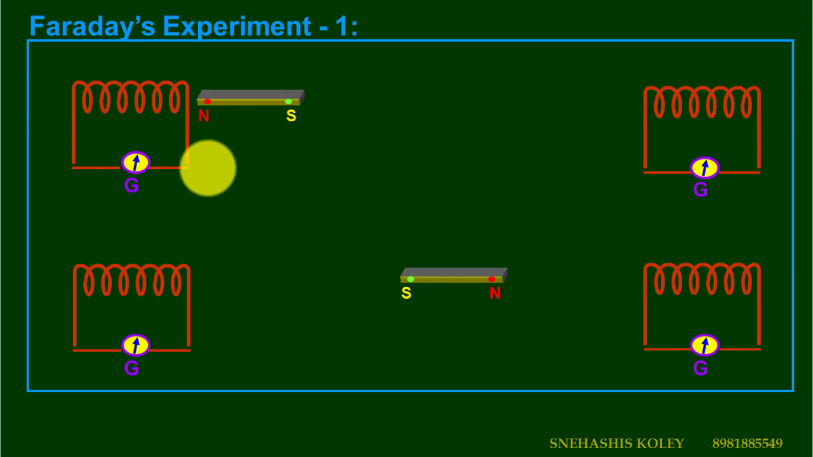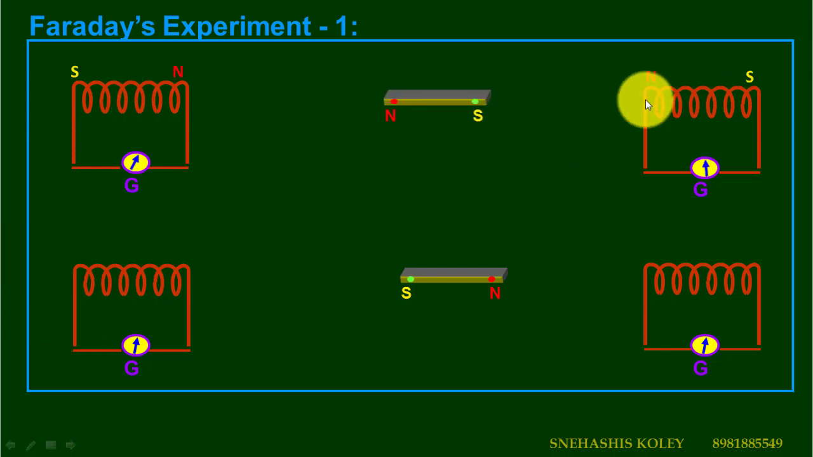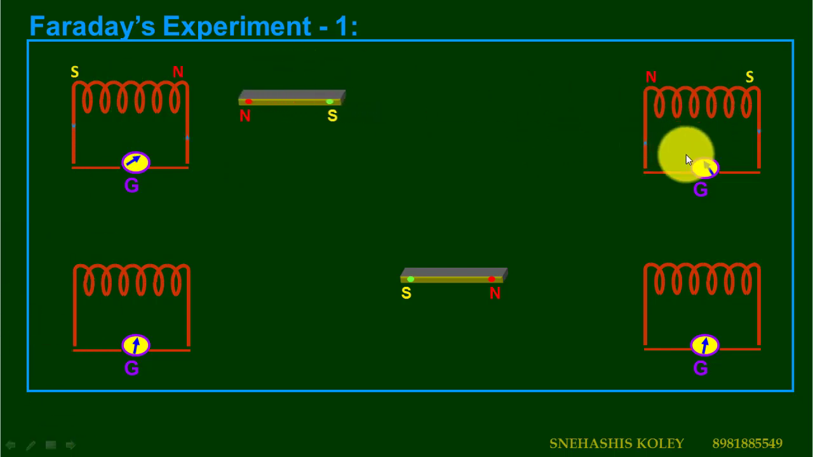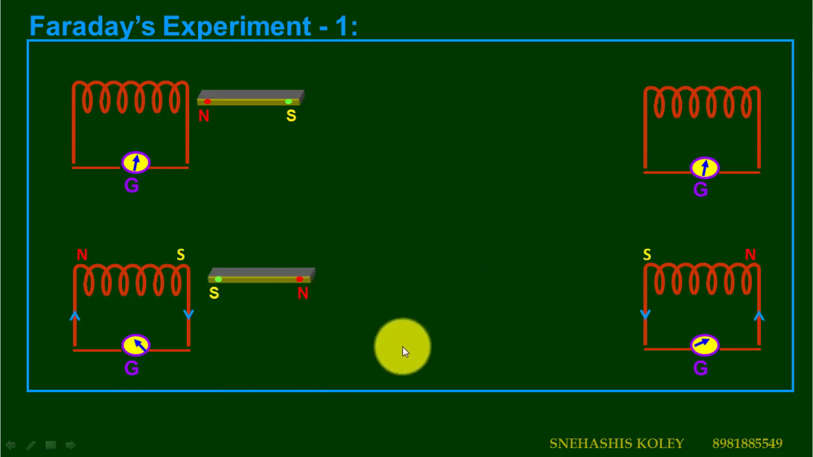Fourth observation: if the magnet is moved away from the solenoid, like here, then the galvanometer will deflect in the left direction. As you can see, the current will flow in the direction from north to south. If the magnet is moved away rapidly, the deflection of the galvanometer increases, as you can see here.